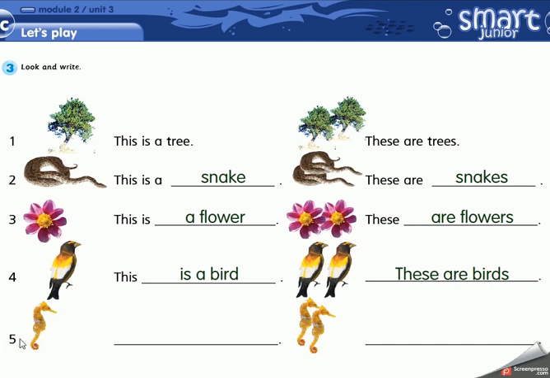The last one we have, number five. Yes, let's write it down. This is a seahorse. One seahorse. Now here we have one and two. So we have two seahorses. These are seahorses.